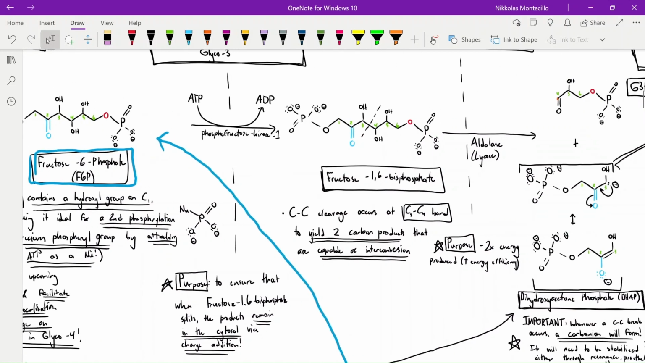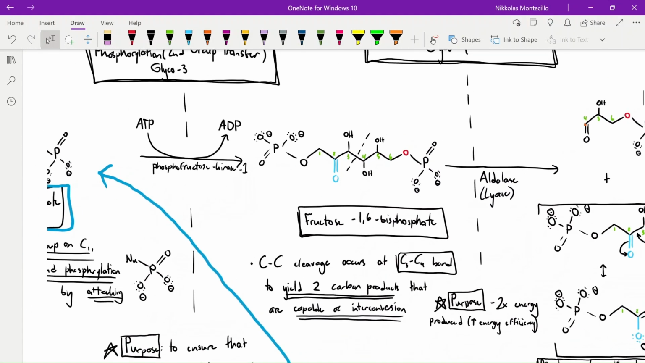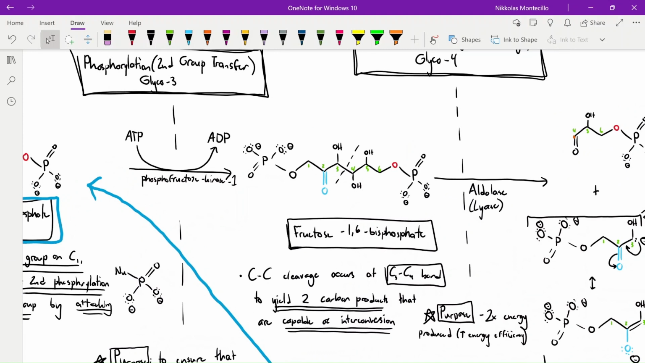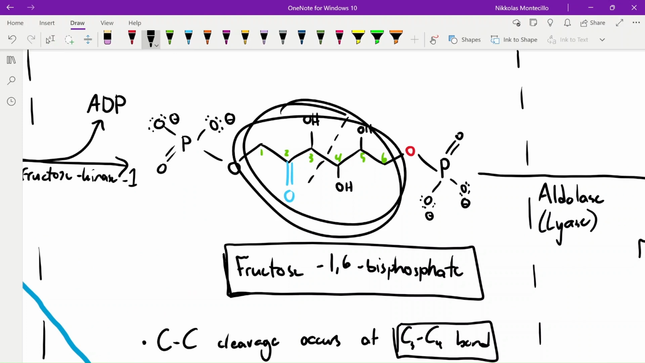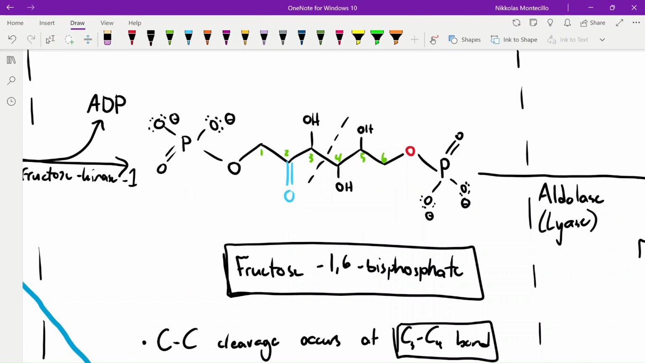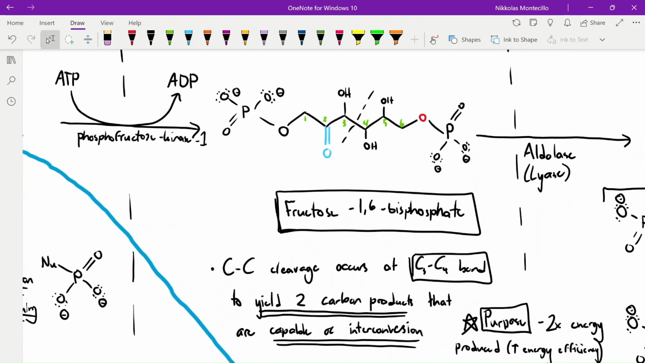Now, fructose 1,6-bisphosphate is going to be cleaved. And this cleavage will occur at the carbon 3, carbon 4 bond right here. So this carbon bond right here, carbon 3 and carbon 4. And what happens is that we yield 2 three-carbon products that are capable of interconversion.